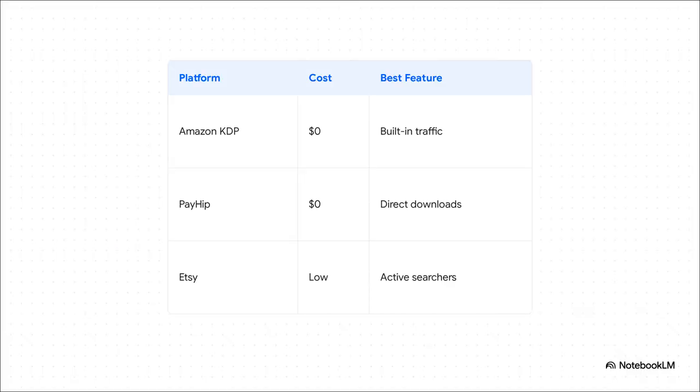All right, step 4, choose your selling platform to host and sell for free. Your book is written, it looks amazing, so where do we put it? You've got some incredible free or super low-cost avenues here. Sean Dalwa is a huge fan of Amazon KDP because of the massive built-in buyer traffic.